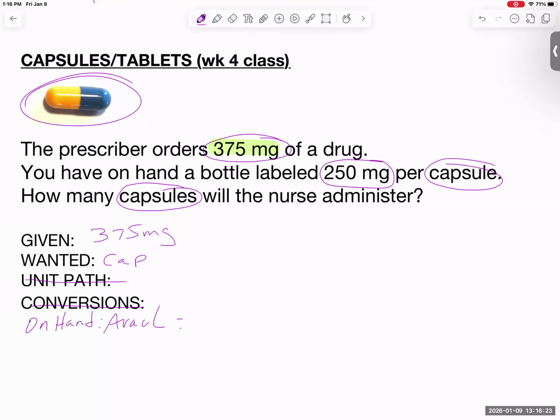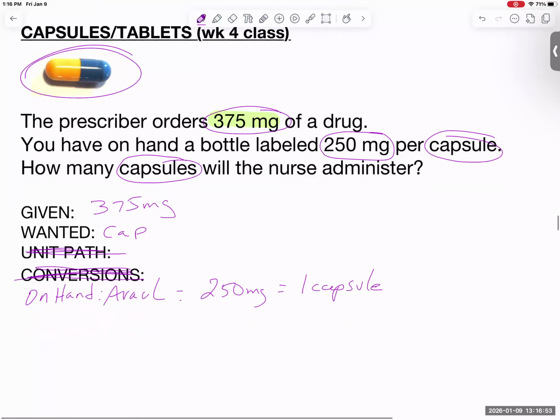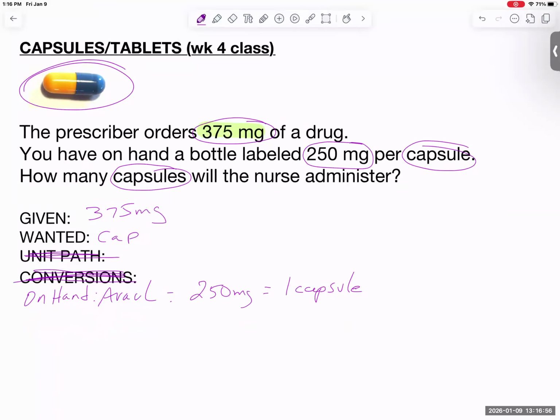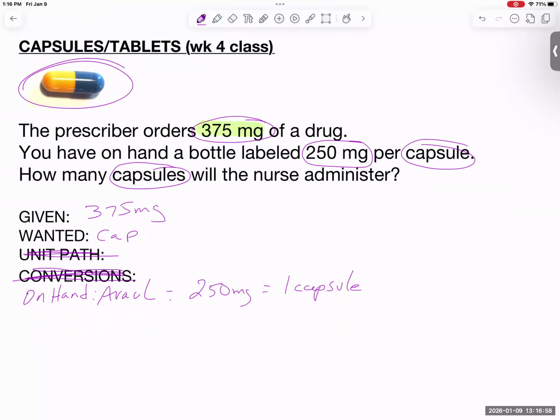What you have is 250 milligrams for every 1 capsule. It's kind of like you get a bottle of Tylenol, and on the front of the bottle it says 500 milligrams per tablet. This question is telling you it's 250 milligrams per capsule. And that's what's on hand. All right. So what's the rule with capsules? Does anybody know the rounding rule for capsules? Wouldn't you have to round to the nearest whole number?